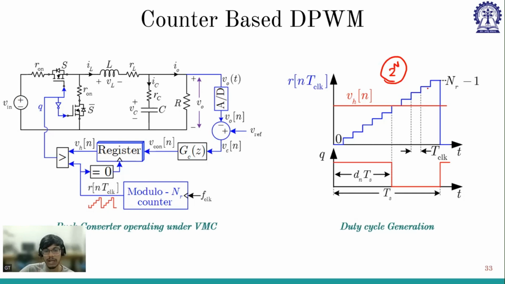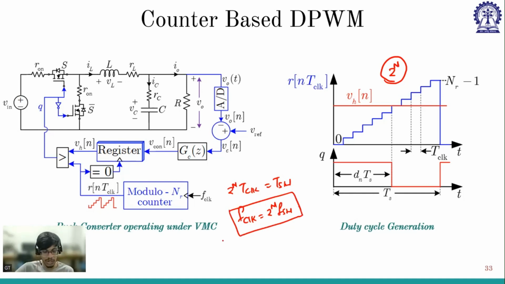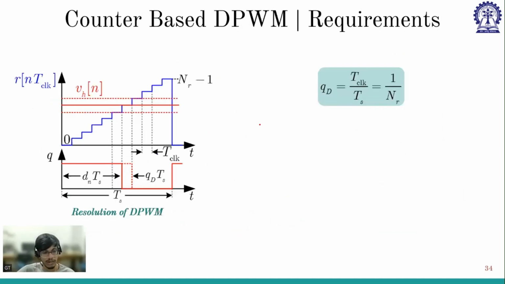So 2^n times T clock will be TSW, or F clock is 2^n times FSW. We have discussed this in the second week. If you still have doubt, you can go through the SARS lecture, or the week 2 session of mine. So F clock is 2^n FSW, and we have discussed the resolution will be 1 by 2^n. If you want to improve the resolution, you have to use a higher clock, as T clock will reduce.